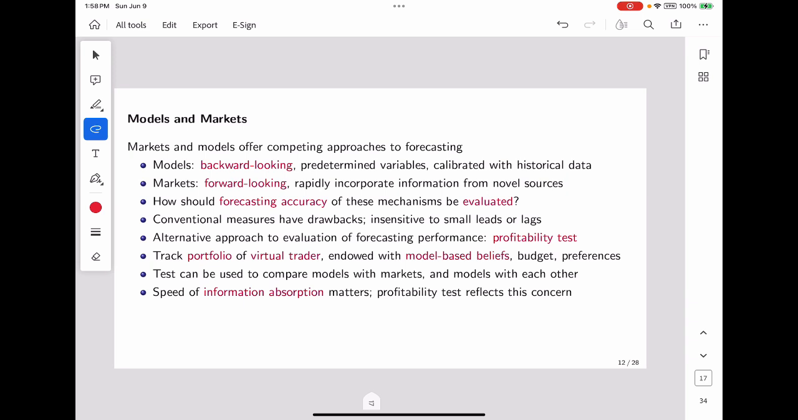Over time, you can track the profitability of this virtual trader. And at the end of the day, you can ask whether the trader makes or loses money. If the trader who believes the model makes money, if it's profitable, then you can conclude that the model is forecasting better than the market. If the trader loses money, it looks like the market is forecasting better than the model. However, you can also use this to compare different models, and we'll do that by looking at which one of them is more successful against the market.